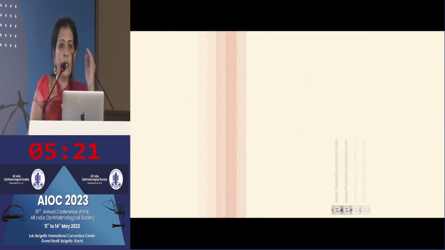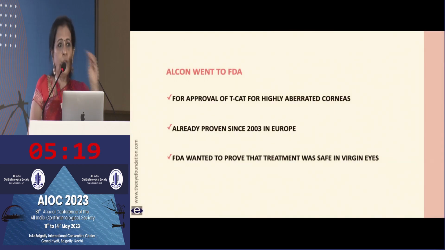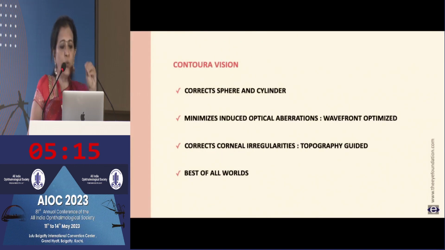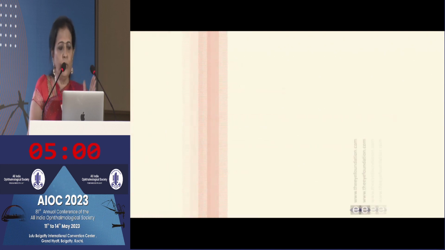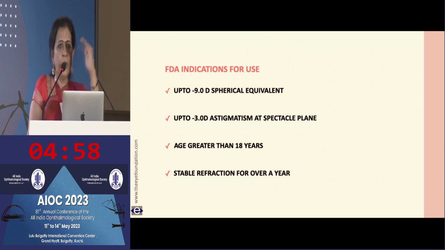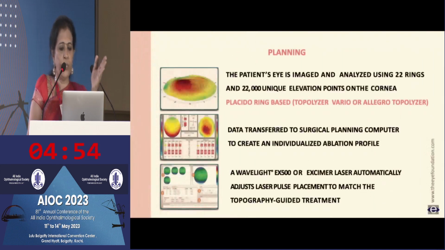So then what is specific to topo-guided? If topo-guided treatment could be used for abnormal eyes, why can it not be used for normal eyes? And that is how Contoura Vision evolved. To correct the sphere and the cylinder, to correct the induced spherical aberrations created by the laser, to correct the small irregularities on the cornea in the topo-guided mode, and it was the best of both worlds. Of course, there were some indications: up to minus 9, up to 3 diopter cylinder, and all that.